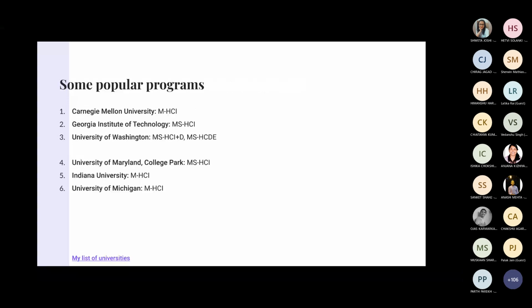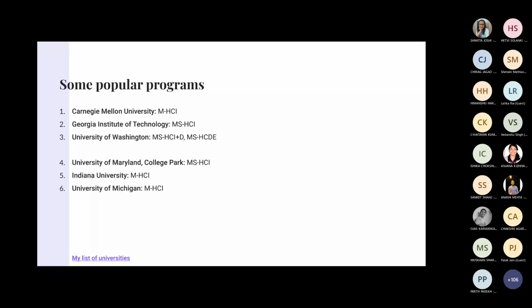The first three are the top three programs in the US for HCI. And then there are also these three, which are not the top three, but they are really good programs as well. And then there's a link here to a spreadsheet that I had created with whatever research I had done about universities that offer HCI degrees or related degrees. So that's something you can look at when we later share these slides.